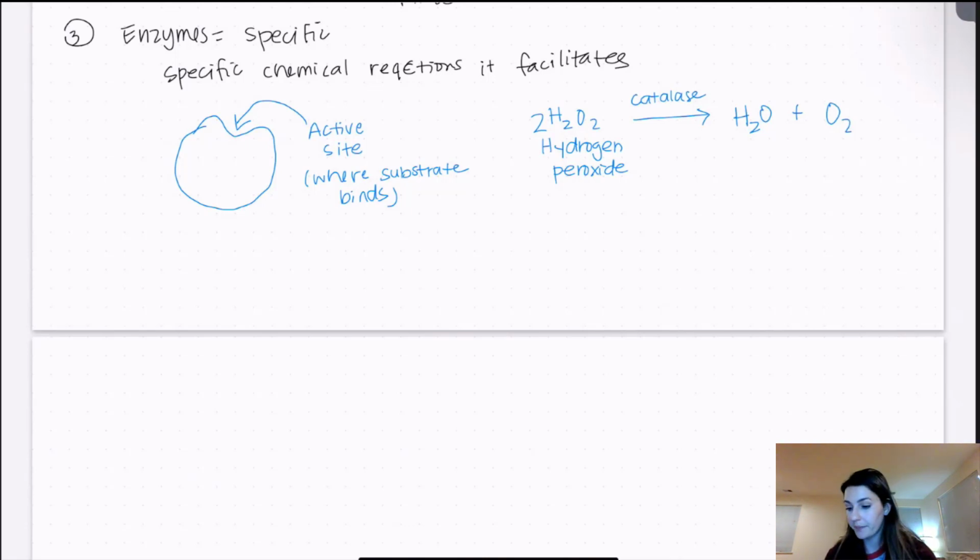Enzymes are specific. So the shape of that active site, remember, it's a protein, so it has this really specific series of amino acids which dictate its shape. That really specific shape of that active site will only fit, in the case of catalase, hydrogen peroxide. But in the case of any other enzyme, whatever that substrate is, it only fits that thing. So enzymes are specific. Let's move on.